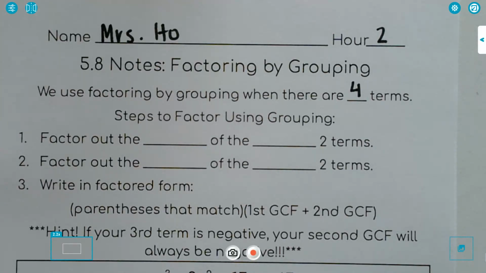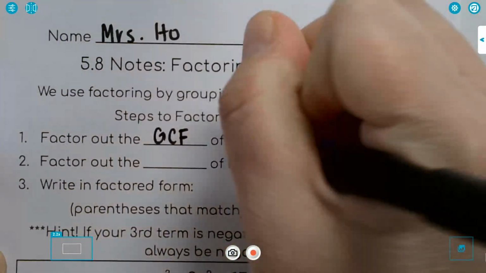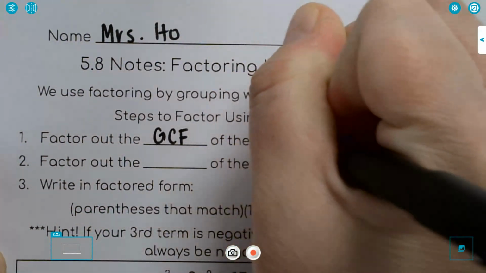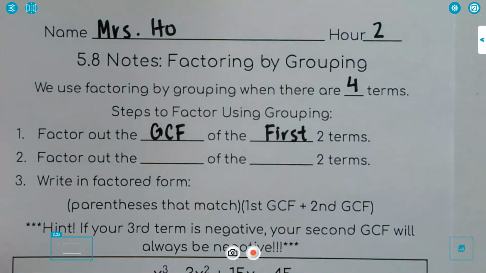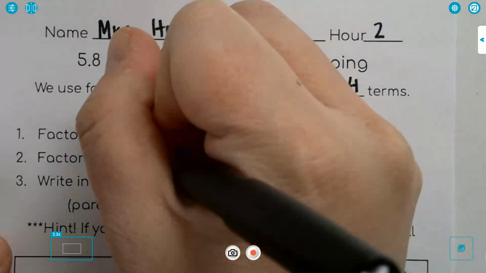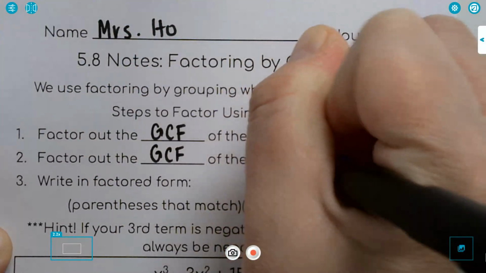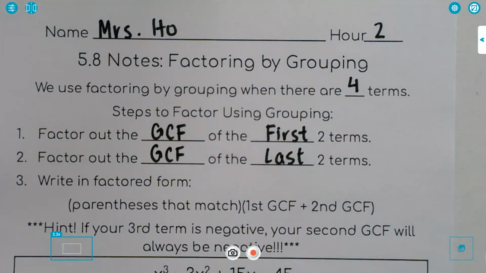The steps to factoring by grouping are to factor out the GCF of the first 2 terms, and then to factor out the GCF of the last 2 terms.